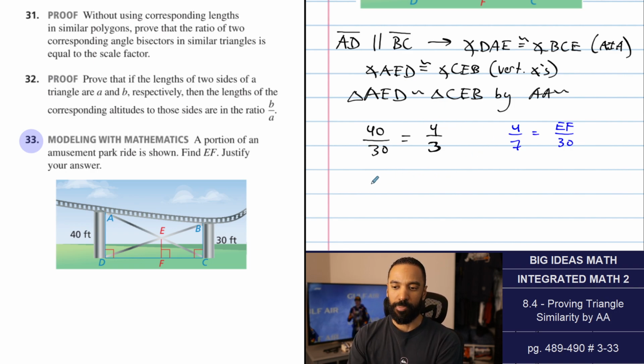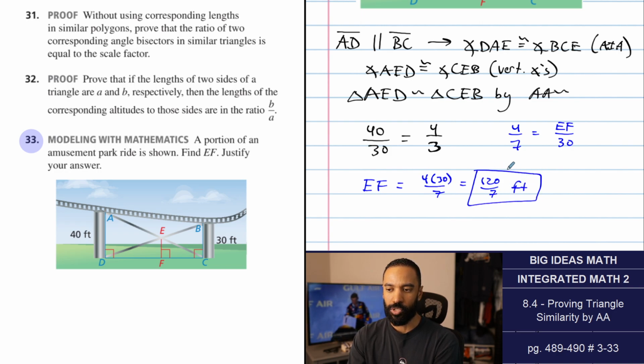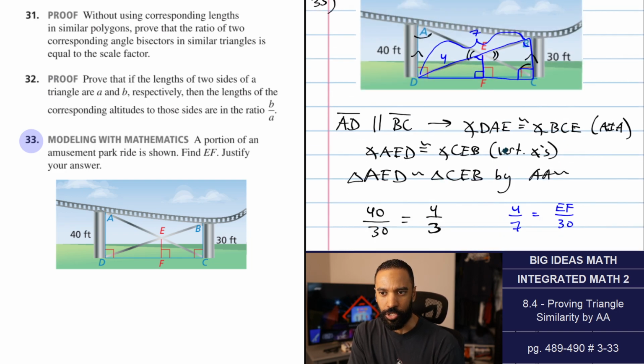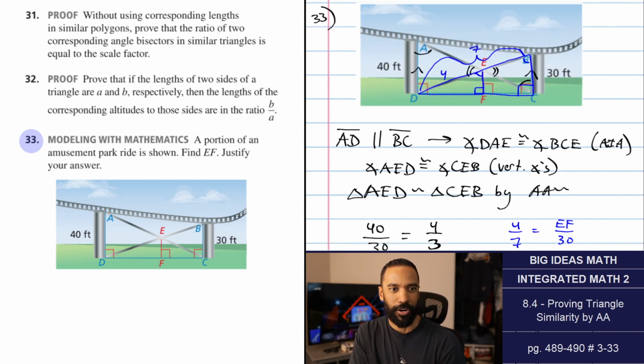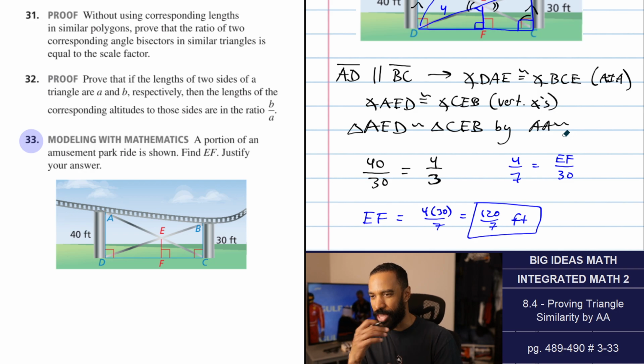So if I multiply both sides by 30, then I get EF is 4 times 30 over 7, or 120 over 7 feet. I don't think 120 divides by 7, so I'm going to leave it like that. I'm sure an exact answer is probably best for something regarding similarity. So that would be that final answer there.